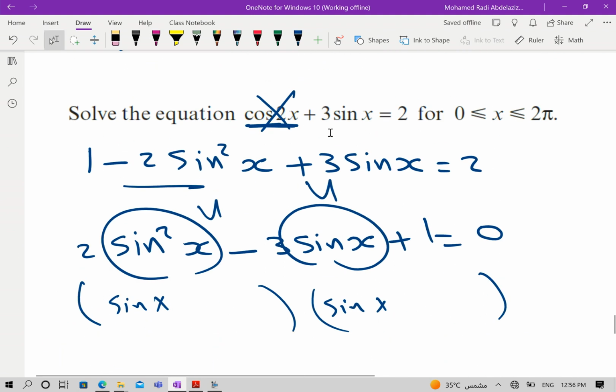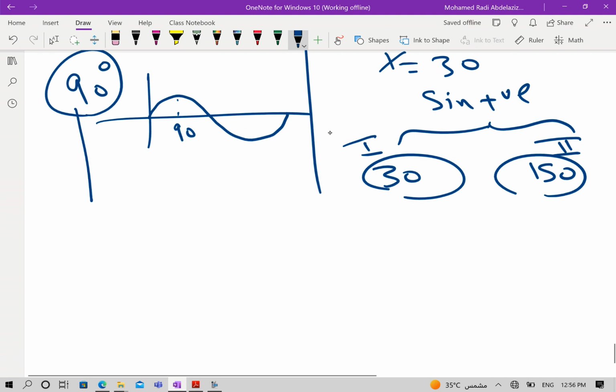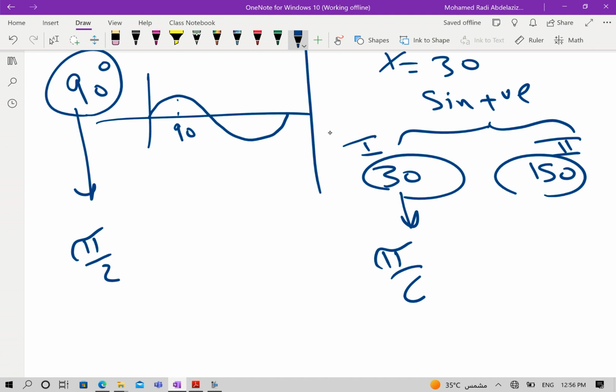So now start to look at the range. What is the range? Oh, by mistake, I solved my equation using the degree system. Directly, no need to start again. Change it to be in radians. This will be pi over 2. This will be pi over 6. This will be 5 pi over 6. How? Just multiply by pi over 180 and simplify your answer. If you simplify it, dividing by 30 gives 5 pi over 6.